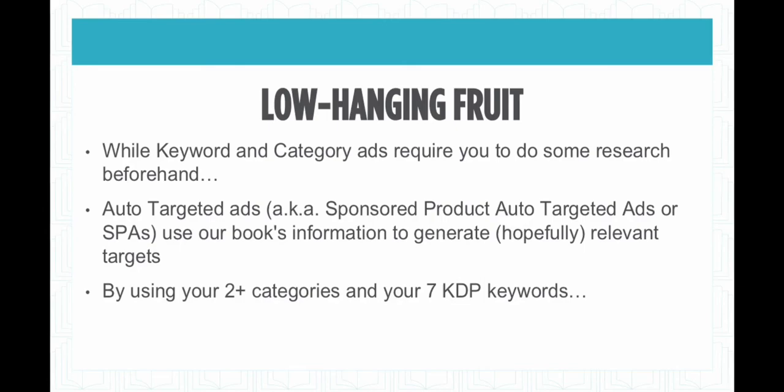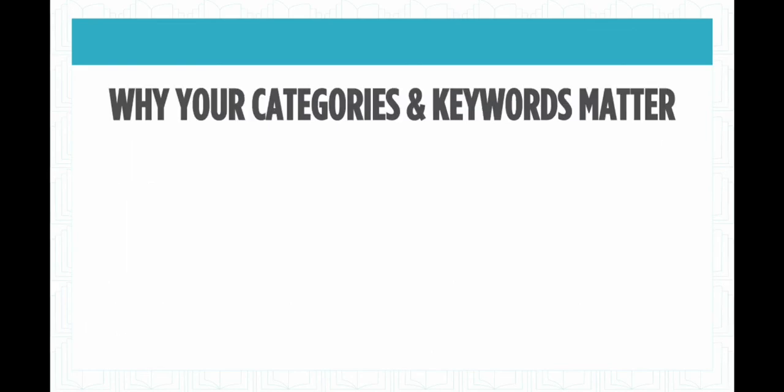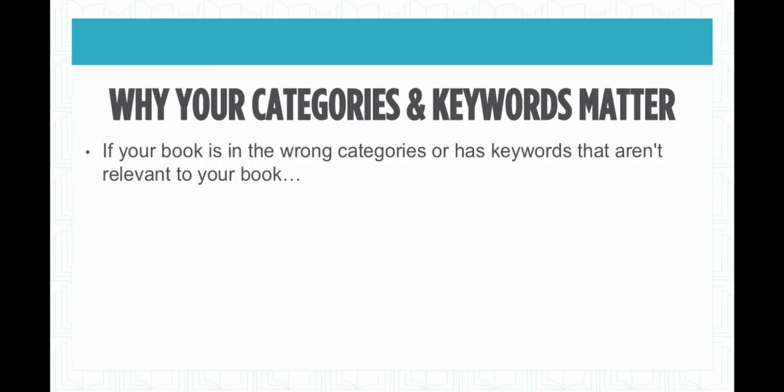So, when you have set up your book with at least 2 categories and 7 KDP keywords, the keywords when you publish your book on KDP, Amazon sends your book out to titles like yours, similar to yours. I didn't mention it here, but your title and your subtitle are also a part of the equation here. This is why your categories and keywords matter.